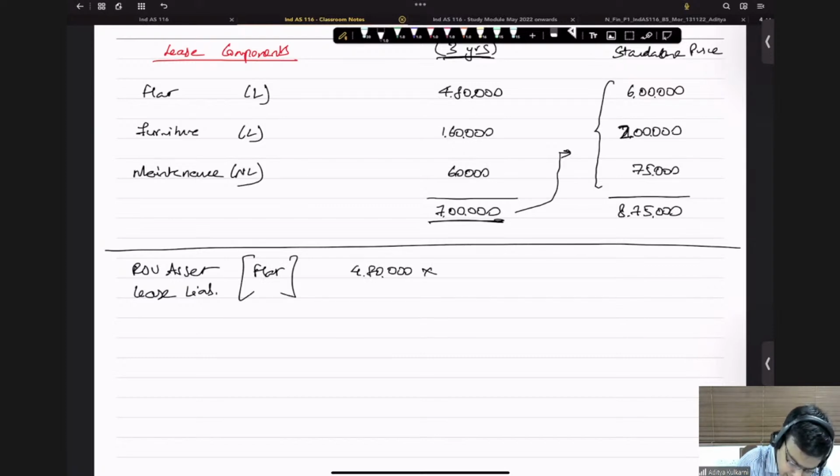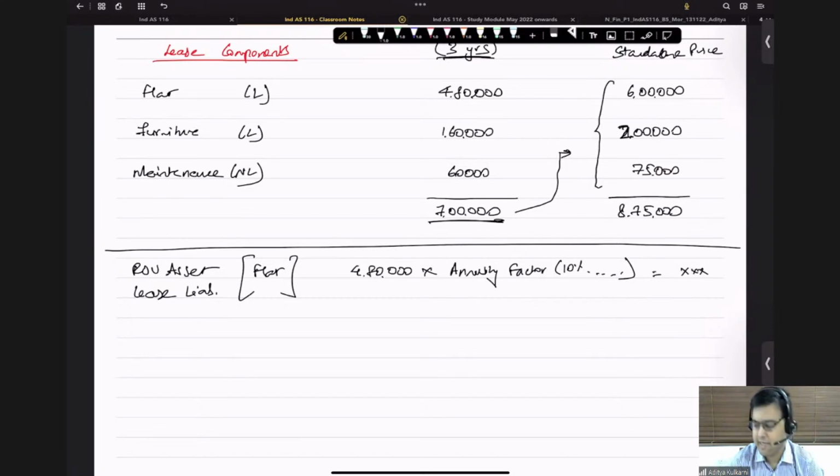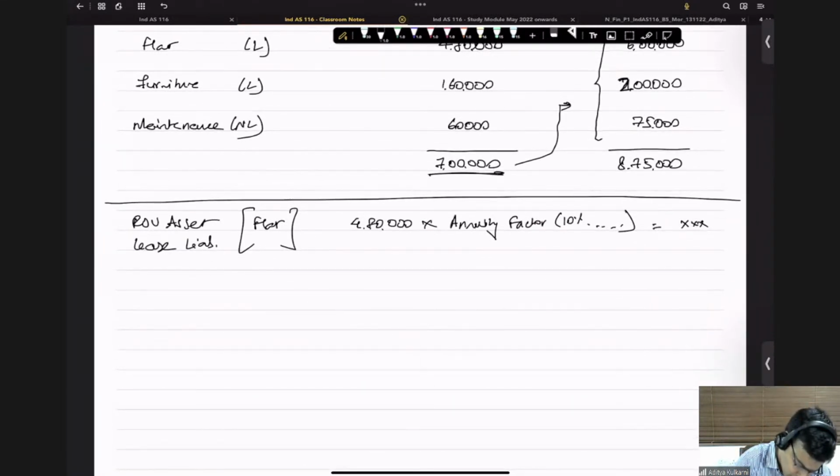4,80,000 multiplied by the annuity factor, assuming that it is paid once a year at the end of the year. Annuity factor, whatever be the discount rate, 10%, whatever it is, for 3 years. So this is going to be my ROU asset lease liability in respect of the flat.